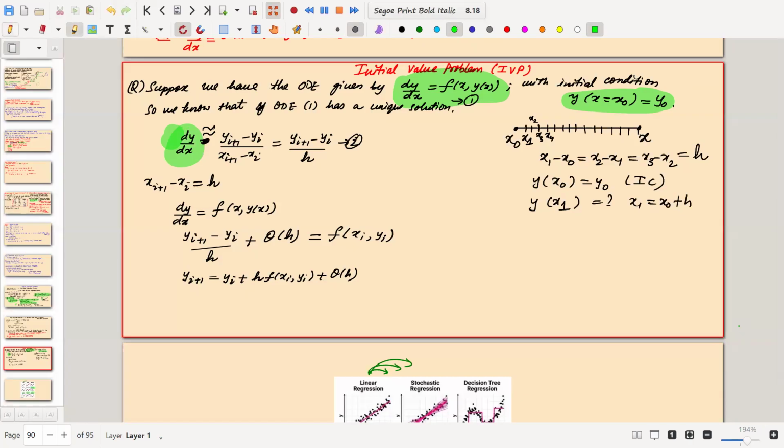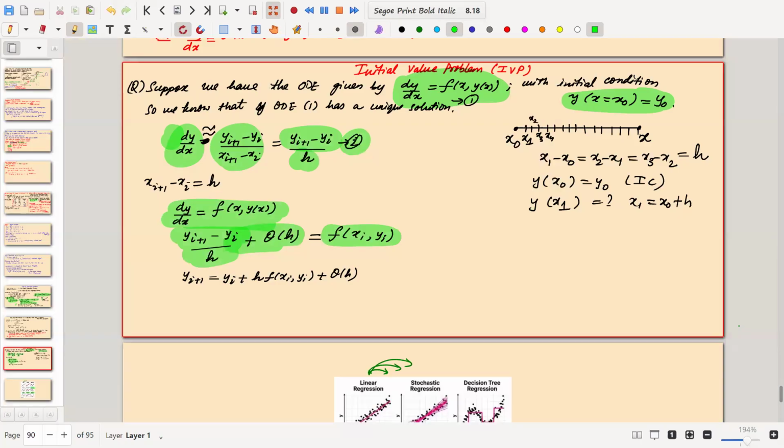We are saying it is equal to yi plus 1 minus yi, the forward. Forward means we take the future value: yi plus 1 minus yi divided by xi plus 1 minus xi. Xi plus 1 minus xi is always fixed because we have an equidistant step size, so that is h. But what we don't know is yi plus 1 minus yi. But dy by dx you already know equals f of x comma y of x. Can we replace it here? So yi plus 1 minus yi divided by h plus order of h, which comes from the finite difference method, is equal to f of xi comma yi.